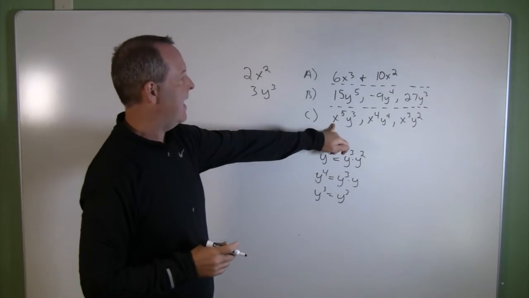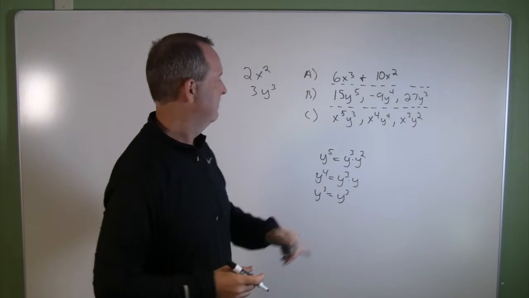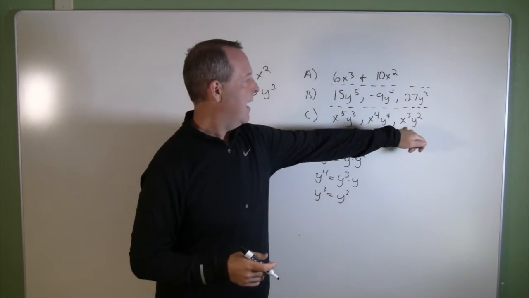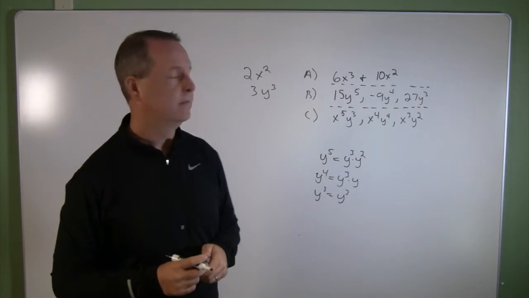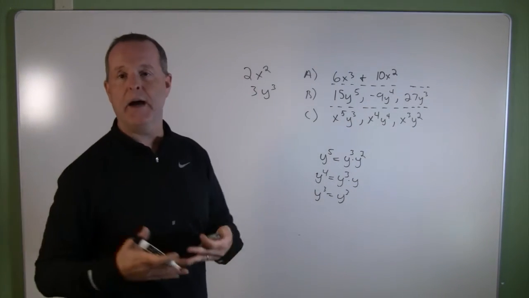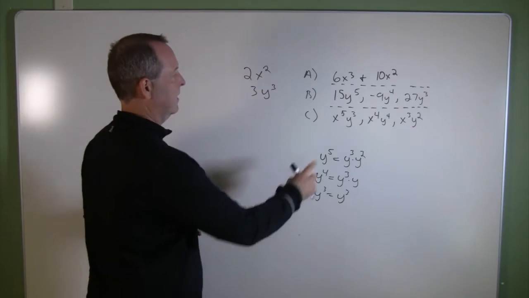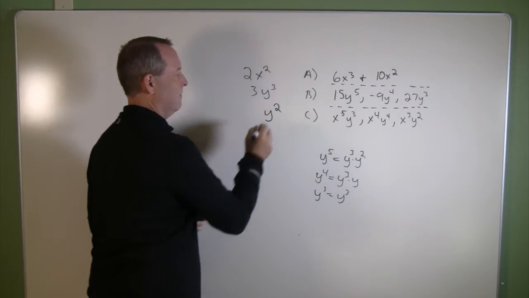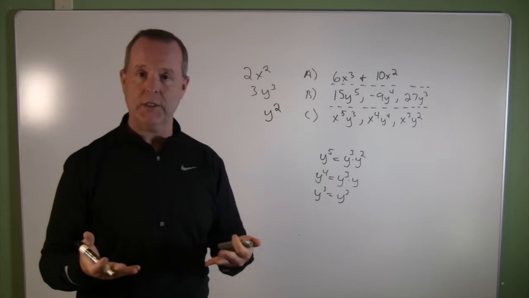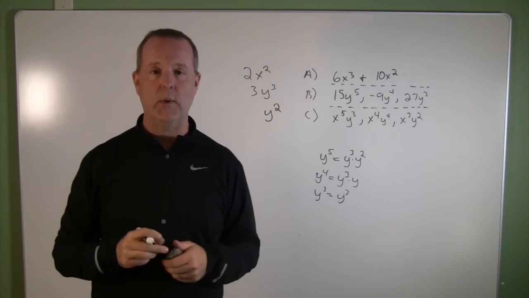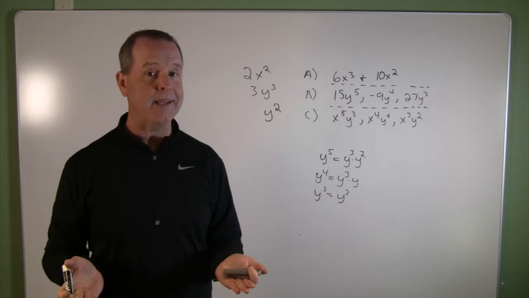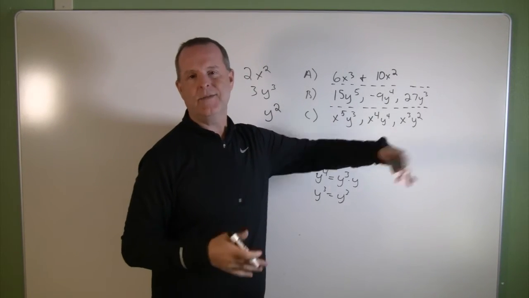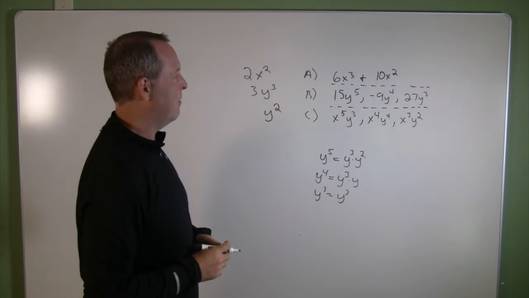Then lastly, I have a combination of variables. X to the fifth, y cubed, x to the fourth, y to the fourth, x cubed, y squared. Let's just start with our y's. Y cubed, y to the fourth, and y squared. Y squared is the greatest common factor between each of those terms. It can't be y cubed because there is no y cubed here. This one would be disqualified from being part of it.